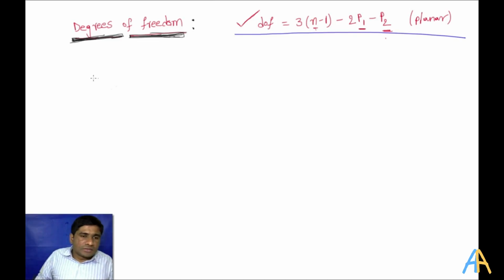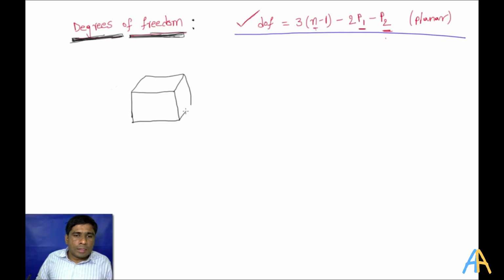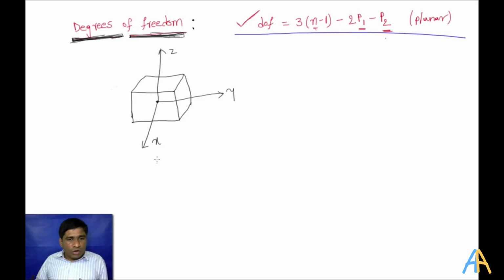First I will consider a body in space, or a three-dimensional coordinate system. This is a body, and at the center of the body, this is the y-axis, and this is the x-axis, and this is the z-axis. We always follow this convention. This is the right hand thumb rule.